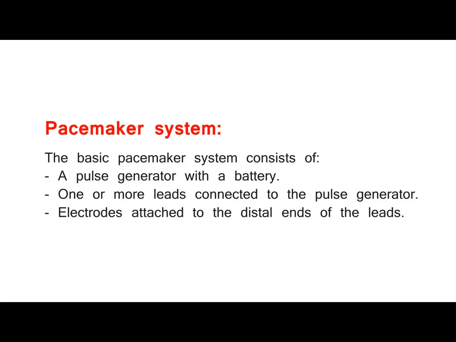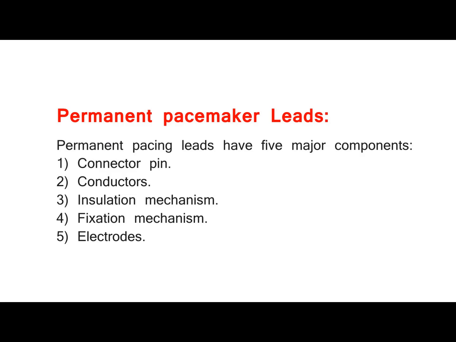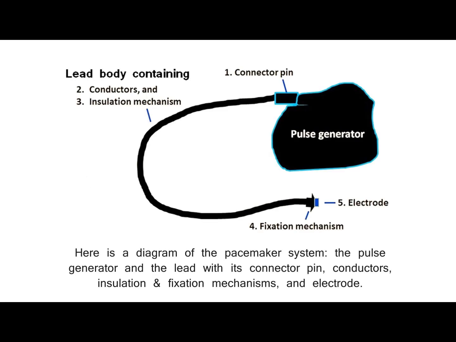Pacemaker system. The basic pacemaker system consists of a pulse generator with a battery, 1 or more leads connected to the pulse generator, and electrodes attached to the distal ends of the leads. Permanent pacemaker leads. Permanent pacing leads have 5 major components. 1. Connector pin. 2. Conductors. 3. Insulation mechanism. 4. Fixation mechanism. 5. Electrodes. Here is a diagram of the pacemaker system, the pulse generator and the lead with its connector pin, conductors, insulation and fixation mechanisms, and electrode.